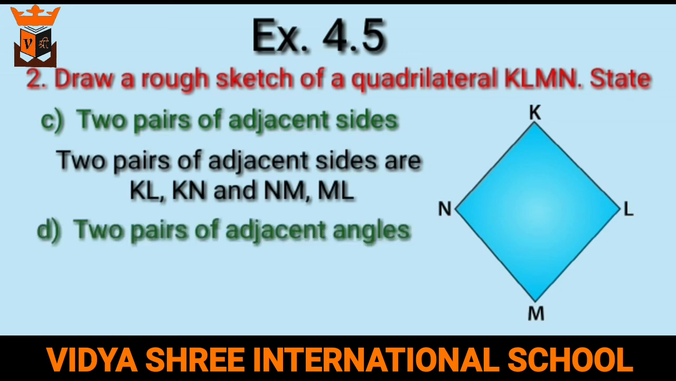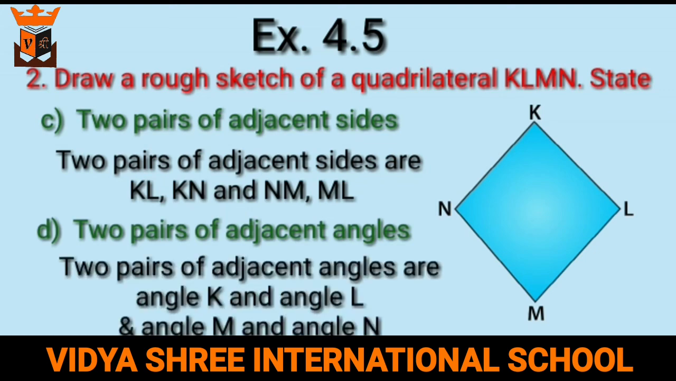D part is, two pairs of adjacent angles. So here two pairs of adjacent angles are angle K and L, and angle M and N.